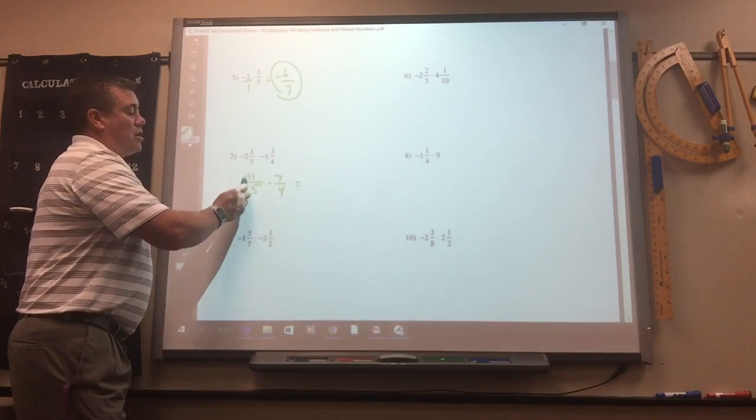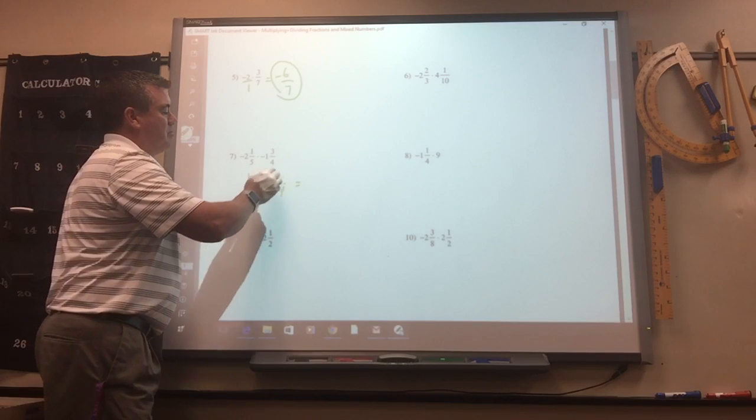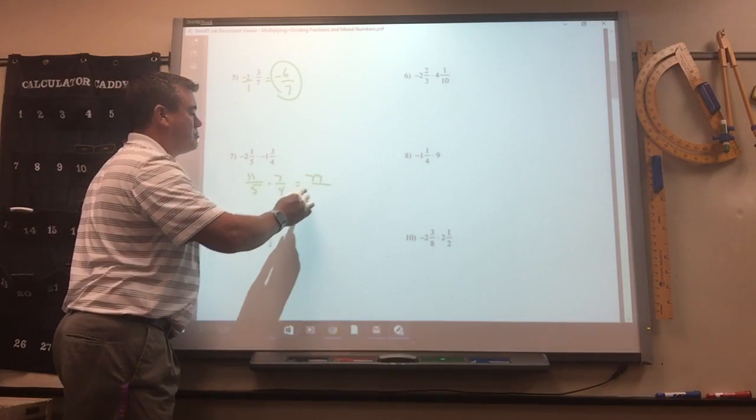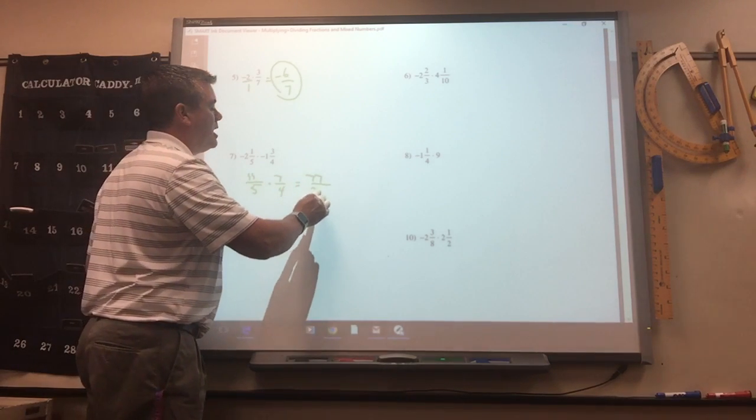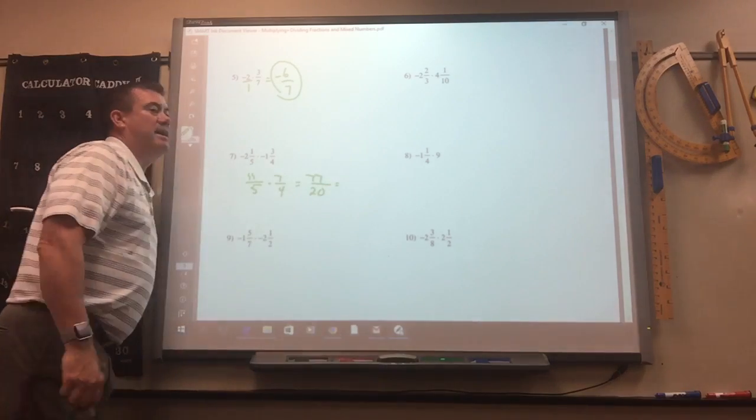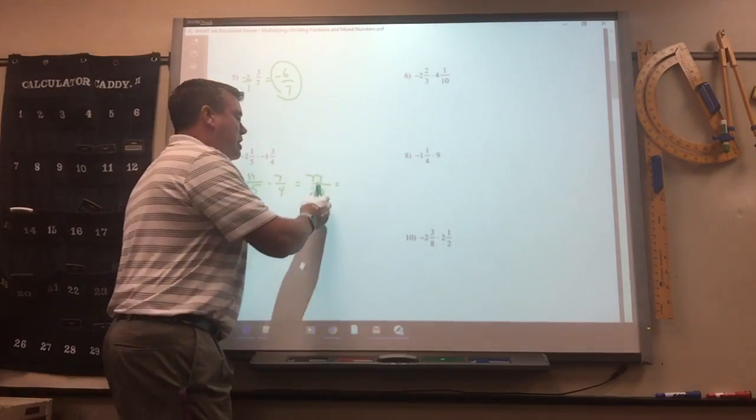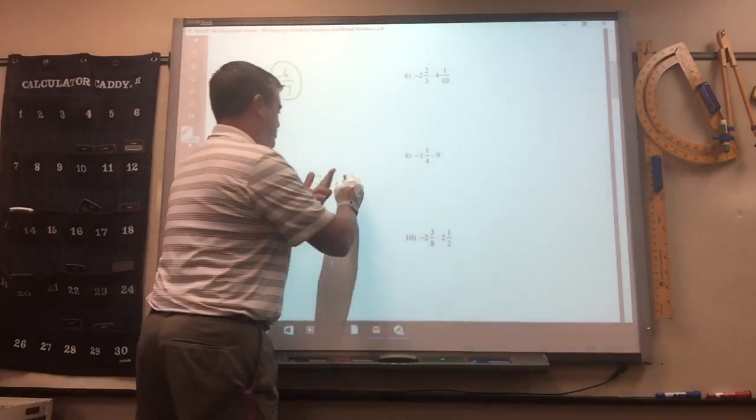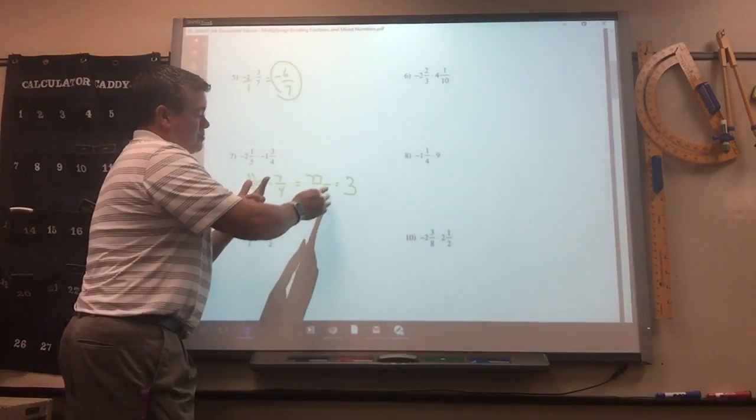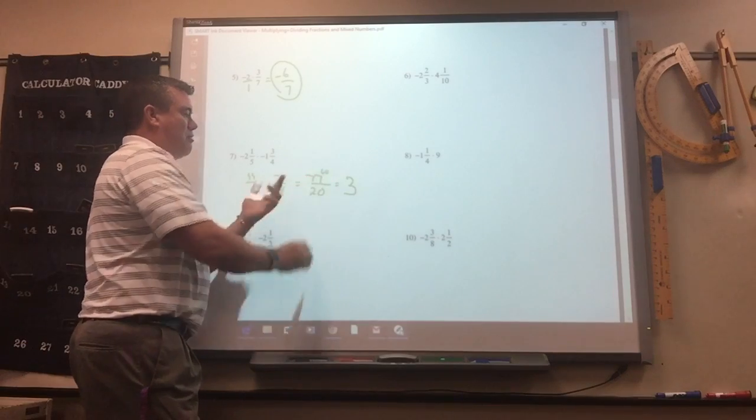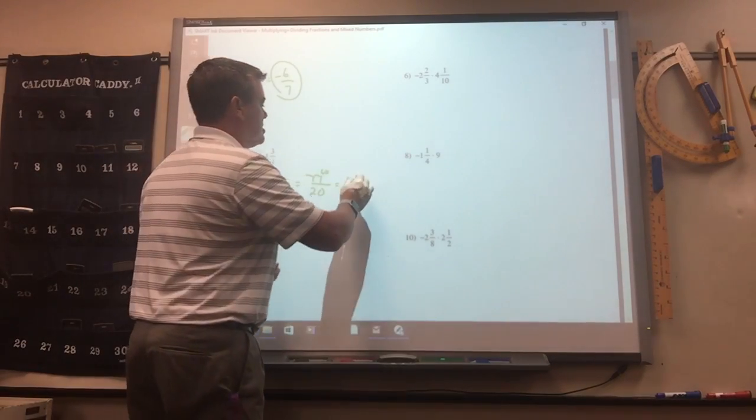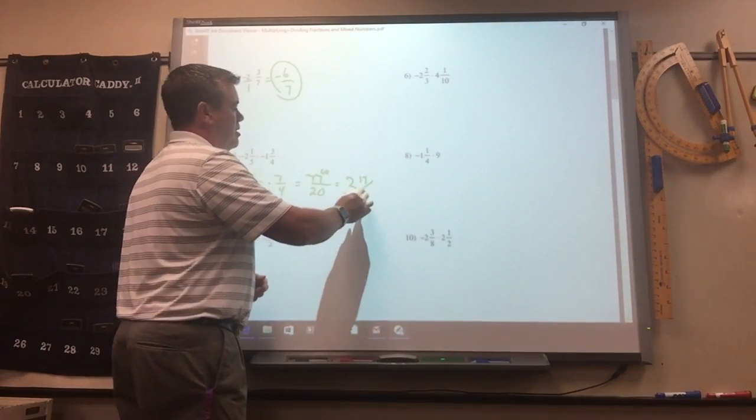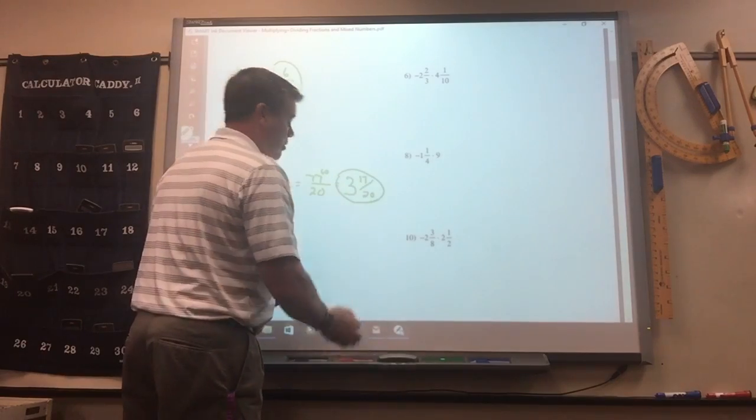So nothing will cross cancel. So top times top is 77. Bottom times bottom is 20. 20 goes into 77 3 times. 20, 40, 60. 3 times 20 is 60. So the remainder from 60 to 77 is 17. And remember, the bottom stays the same.